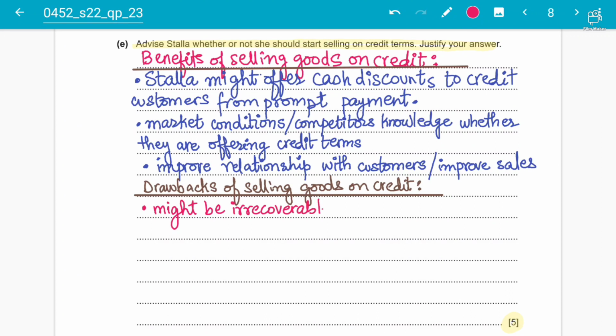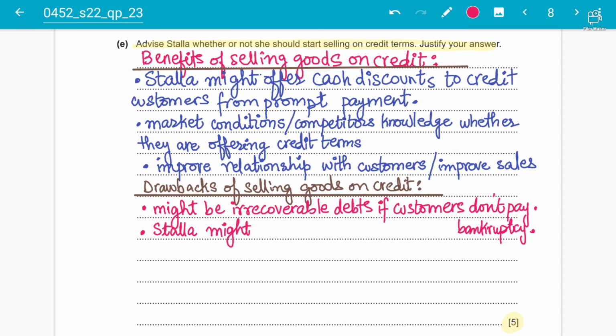One of the main problems कि irrecoverable debts हो सकते हैं if customers run away or they don't pay. Okay, if customers don't pay, वो भूल जाएं और पे नहीं करें और due to any reason bankrupt हो जाएं, if they become bankrupt, और यहाँ पर हम short में लिख देते हैं कि bankruptcy भी हो सकती है. Right, the other important issue is that the company, Stella, might face cash management problems. Stella might face द लिक्विडिटी इशूज़.